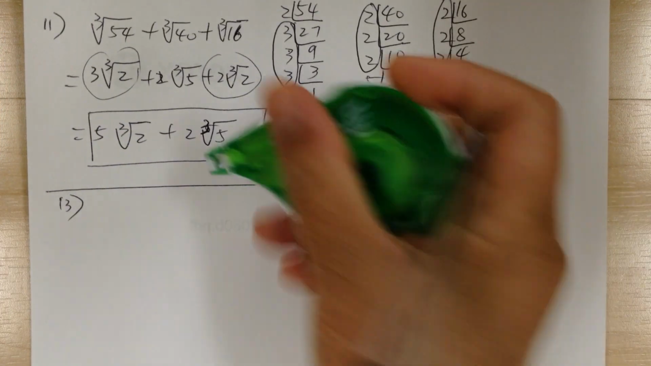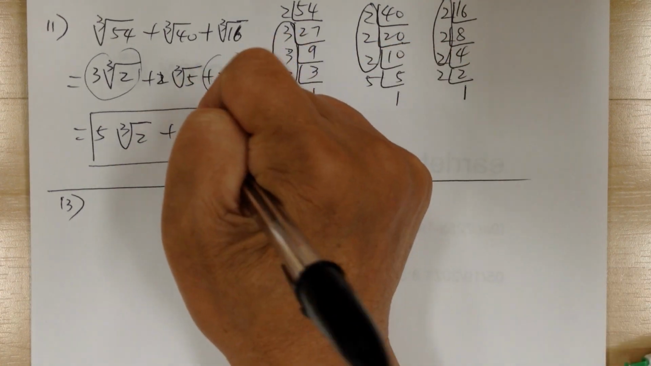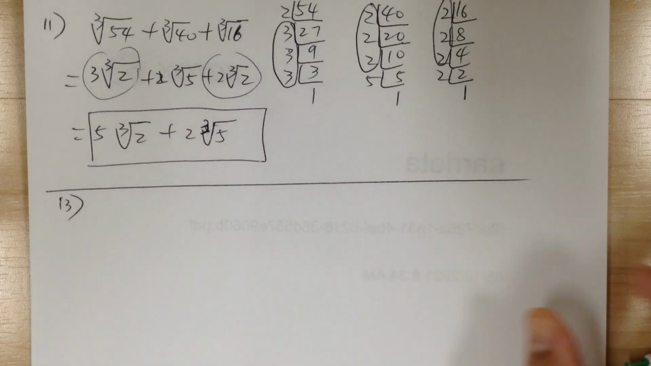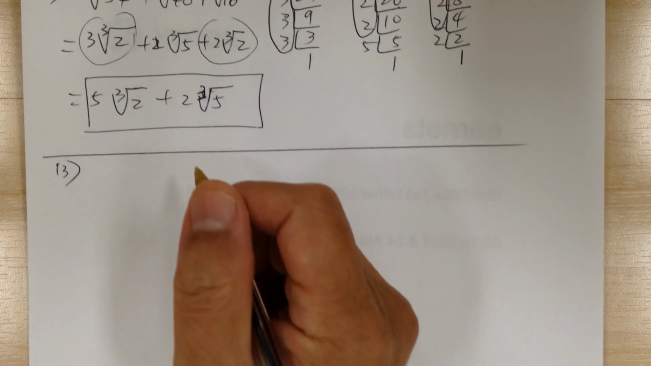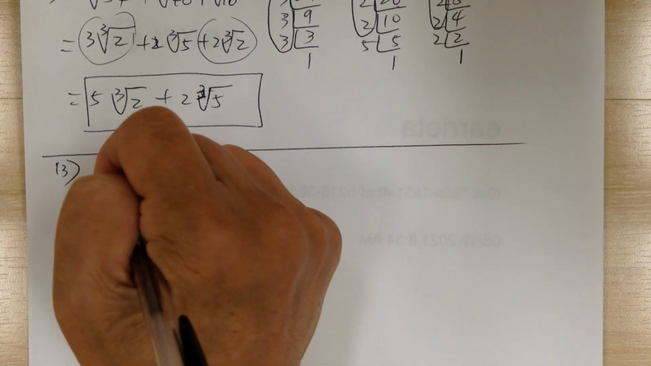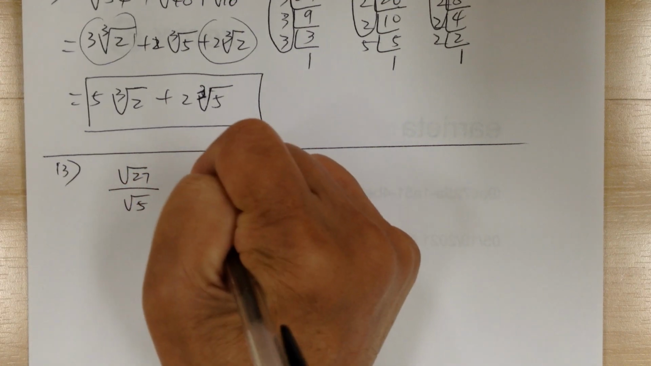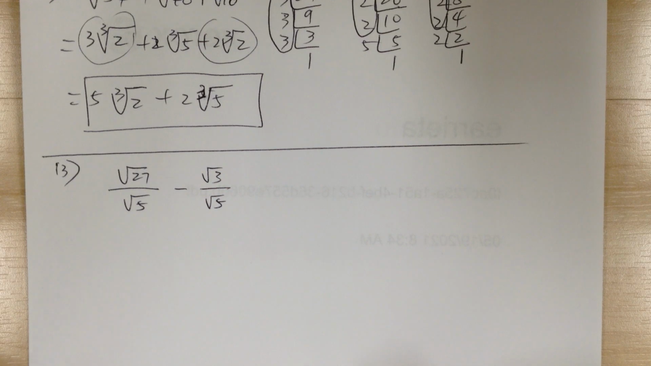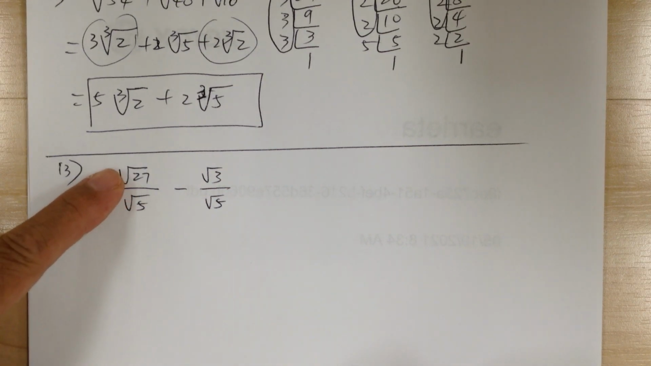Okay, I'm going to write this a little bit better. Okay, number 13. So this one is a fraction. So as a fraction, instead of copying exactly the same, I'm going to just separate the top from the bottom. Okay. And so I'm going to simplify this a little bit.